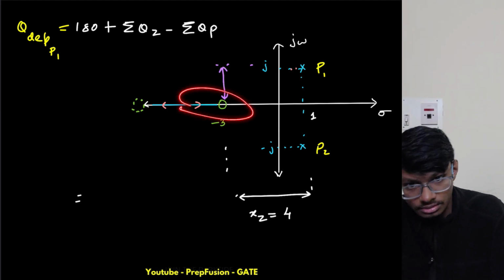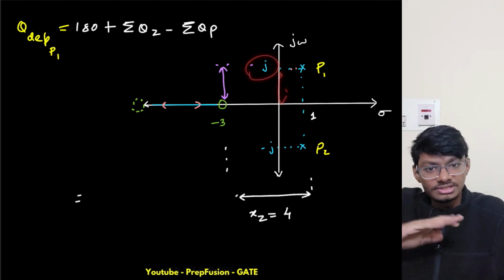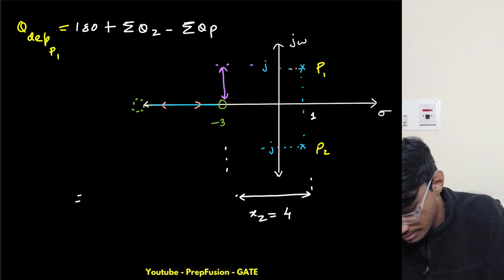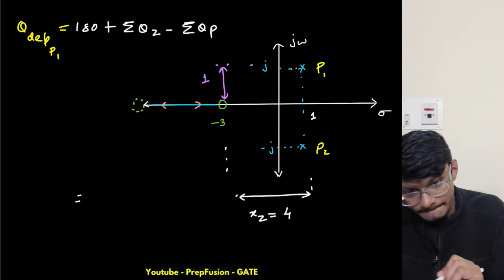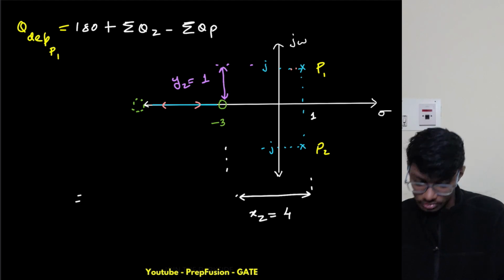This is lying on the x-axis itself, and this is 1 unit above, right? Plus j means 1 unit above. So this is 1. Basically this is 1. Okay, so I will understand, right?